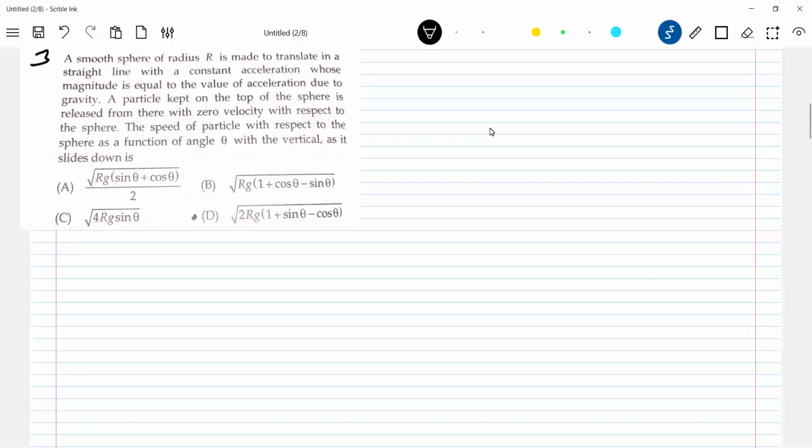I'm not giving the diagram intentionally, so you're supposed to make a guess of the diagram also. The speed of the particle with respect to the sphere as a function of angle theta with the vertical.